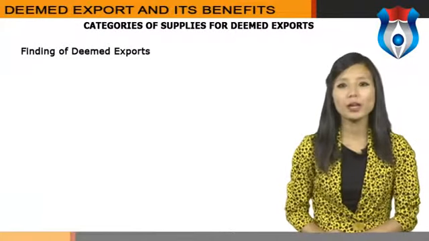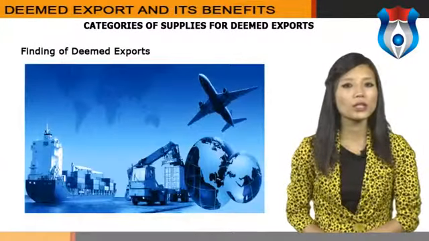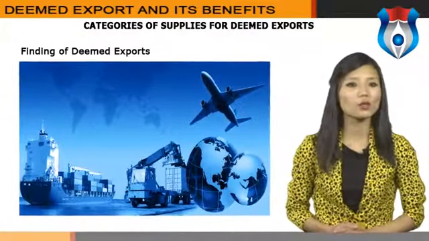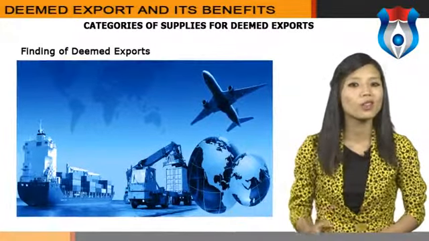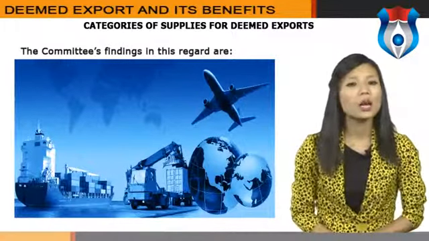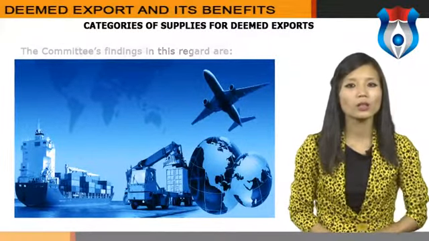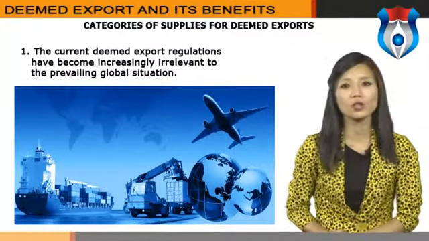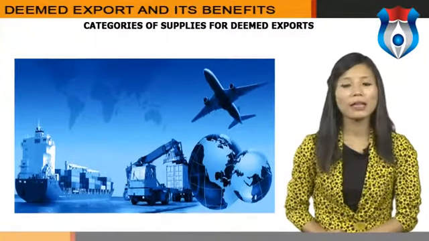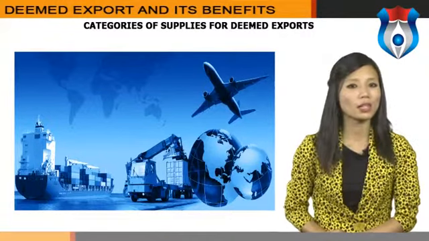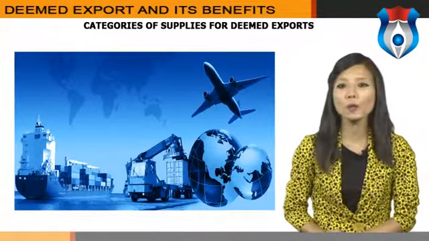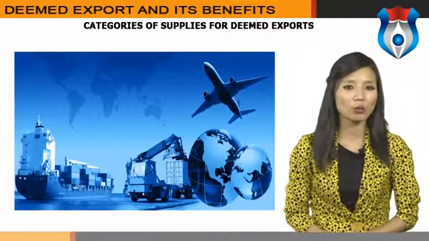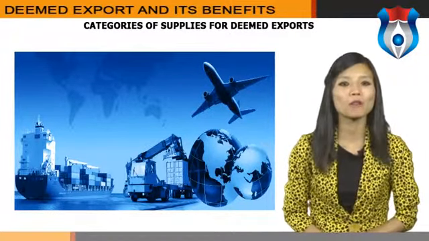Findings on deemed exports. In the evolving security and commercial environment, the long-established regulations that control deemed exports appear today to possess a number of shortcomings. The committee's findings in this regard are: the current deemed export regulations have become increasingly irrelevant to the prevailing global situation. In the present environment, more scientific and technological knowledge and items will not be denied to enemies even by a perfect United States control regime. They will simply be obtained from others.